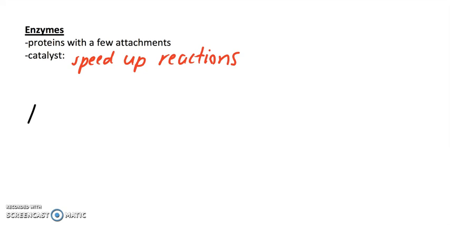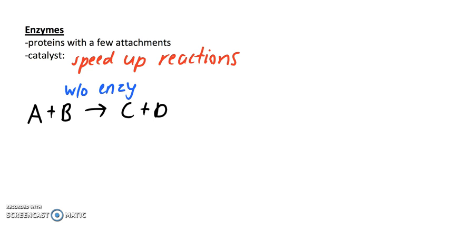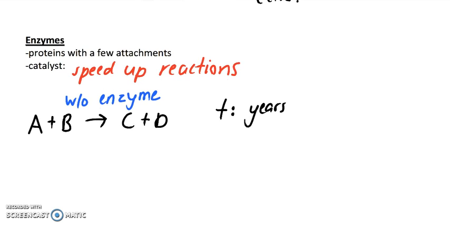So here's an example. Let's take this generic chemical equation: A plus B goes to C plus D. Let's say this one is without enzyme. The time for completion for this reaction could be on the order of years. So this tells you how important enzymes are. It couldn't even ever happen.